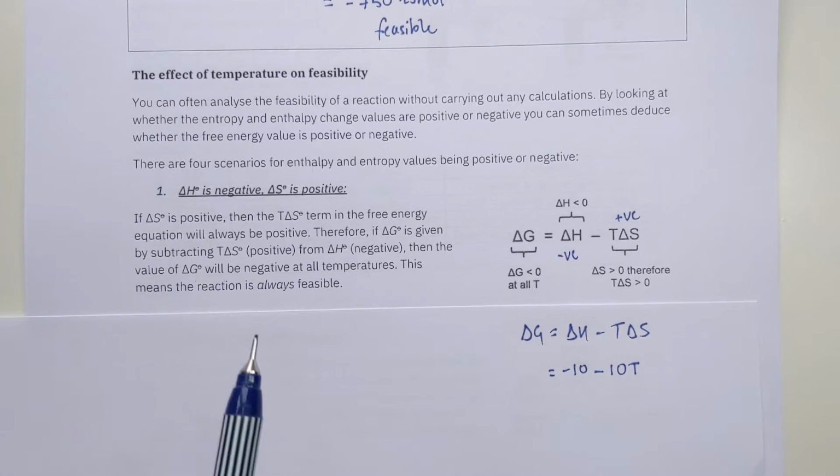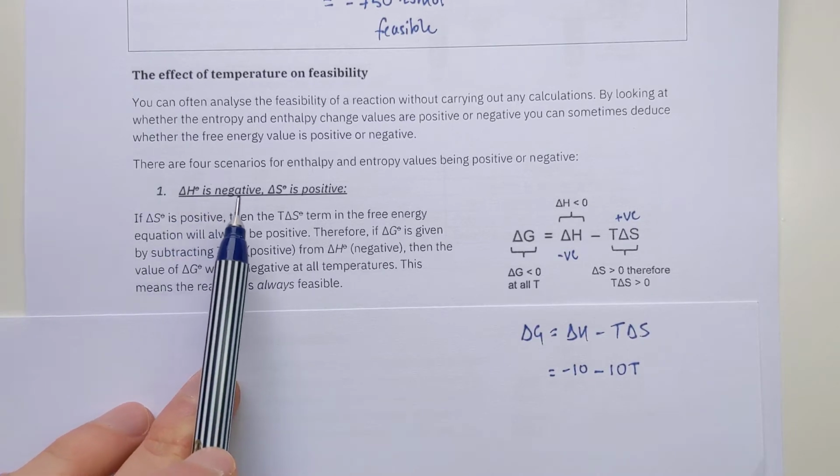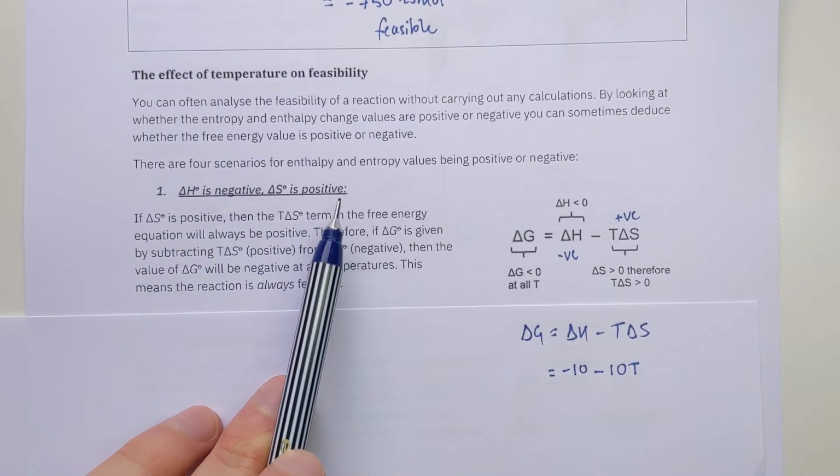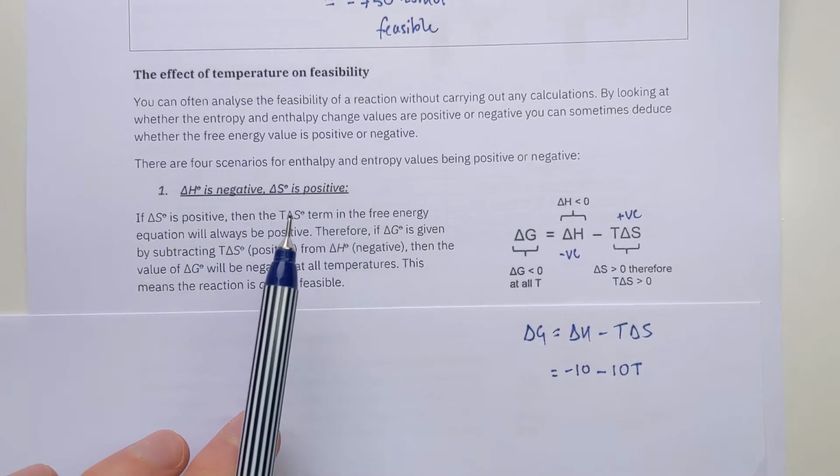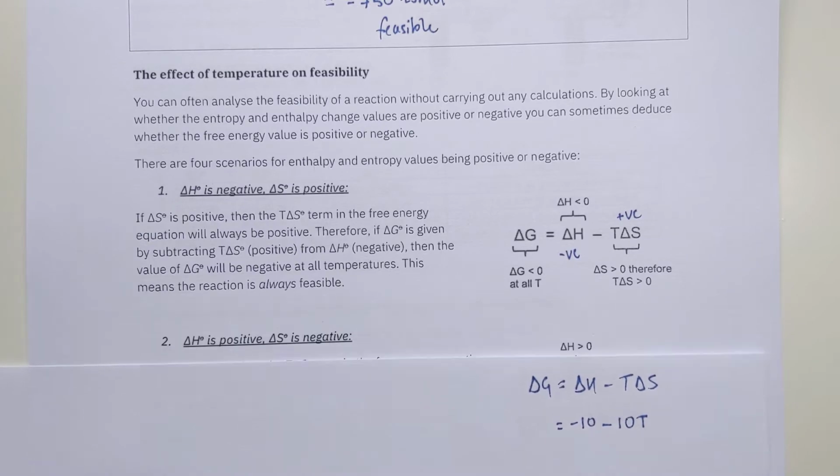Bringing in a wee bit of common sense as well, we know already that an exothermic reaction is favourable and an entropy increasing reaction is feasible. So it's always going to be feasible. There's no scenario where that can't work. So that's our first combination there.